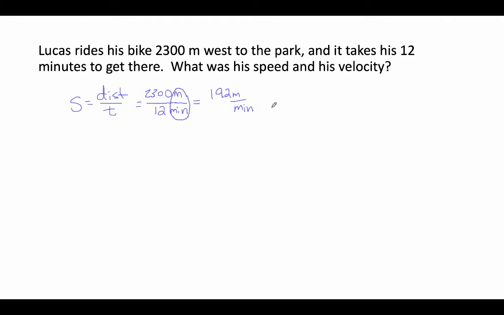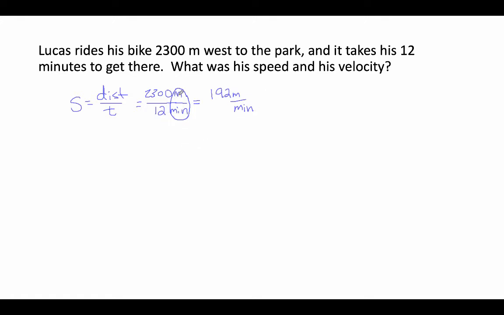Now meters per minute is not the normal unit that we would use. You see miles per hour a lot, but the standard metric unit for speed and velocity is going to be meters per second. So I'm going to show you how to convert this.